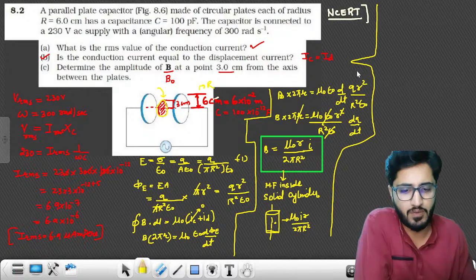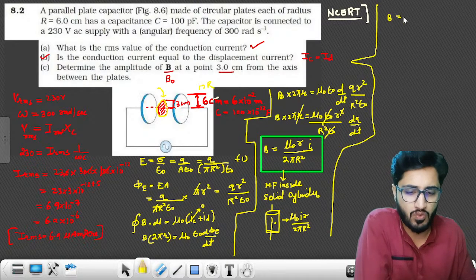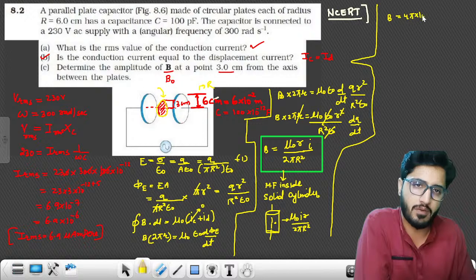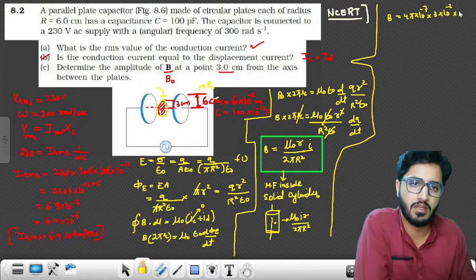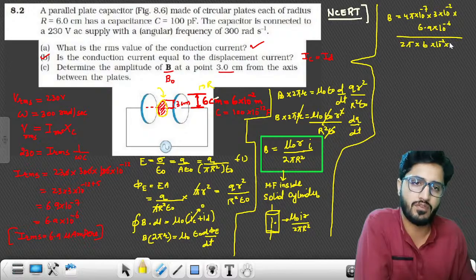Now I can write B. Mu naught is 4 pi times 10 to the power minus 7, r is 3 centimeters, so I can write 3 times 10 to the power minus 2. What is I? The current is 6.9 times 10 to the power minus 6, whole divided by 2 pi r square. What is r? R is 6 times 10 to the power minus 2, and it is squared now.